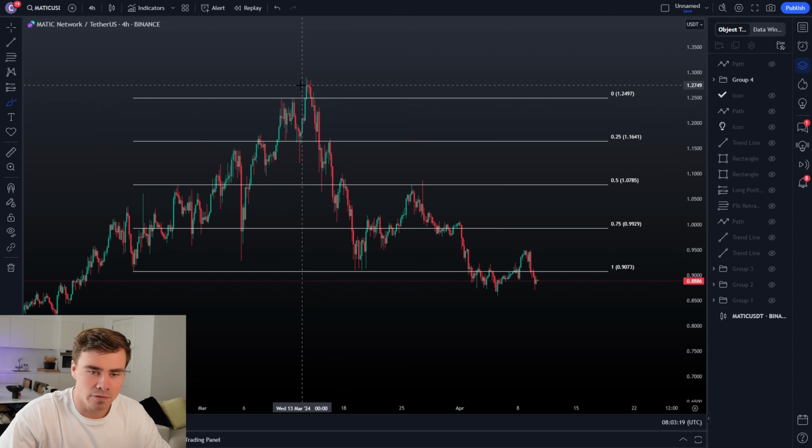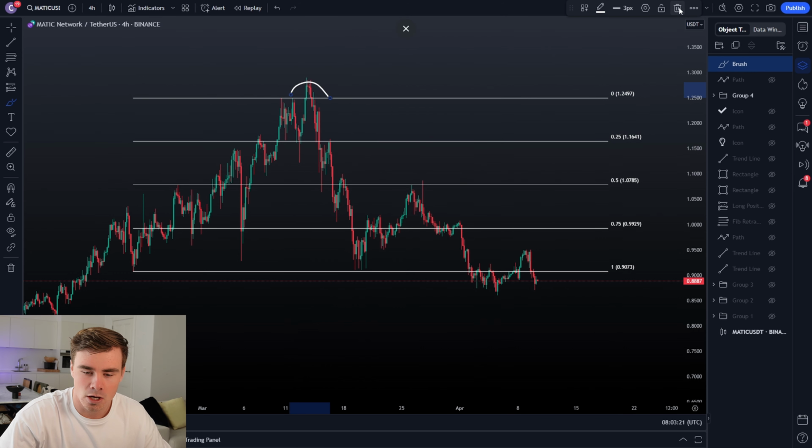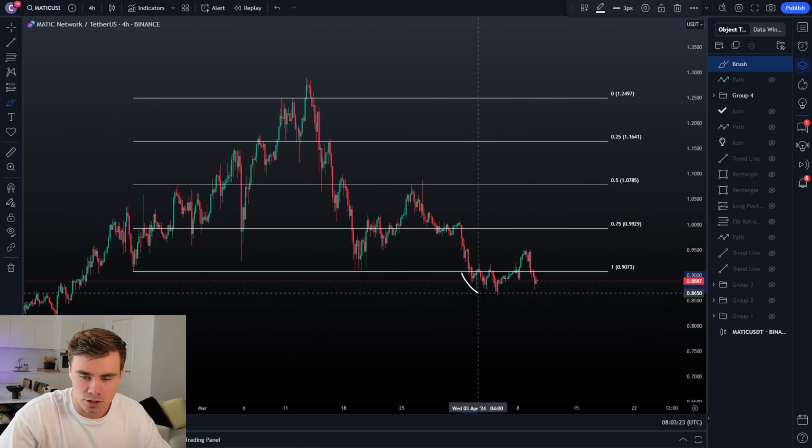Now we can see that we have a deviation above the range high over here, followed by a deviation below the range low. Now what happened after this deviation of the range low is important, because we shifted the trend to the upside over here on the 4-hourly time frame, which is the first thing that I'm noticing.